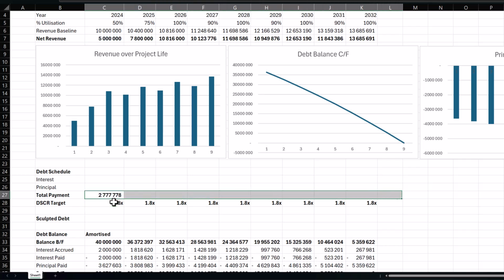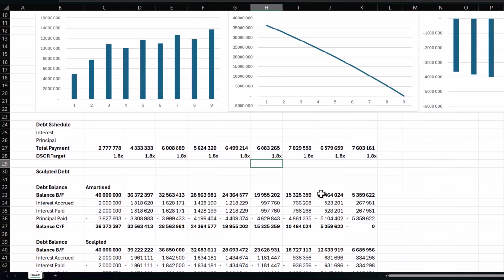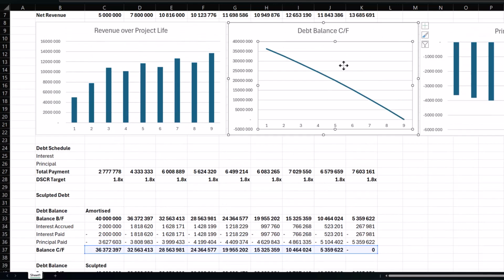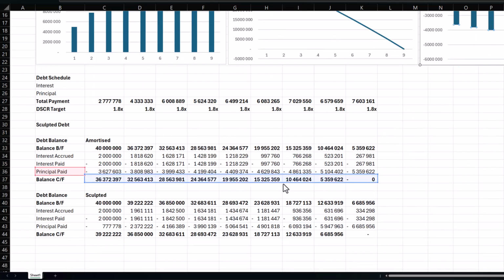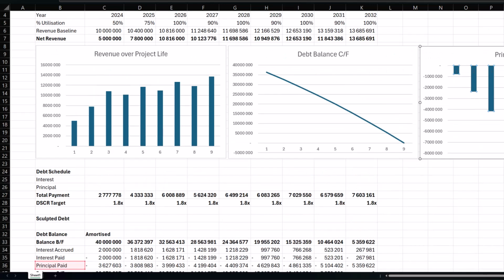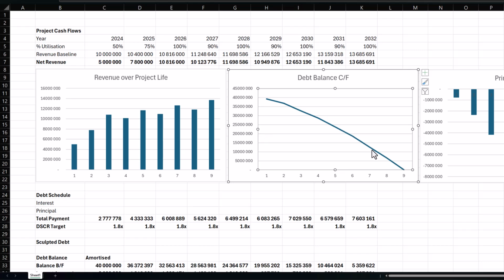We can see when we have a look at that over the project life that in certain years the revenue might decrease. Therefore, if we want the principal paid to be sculpted, we can see that might change over various years. And the debt balance instead looks like this, where the debt balance is reduced more in years where the revenue is higher.